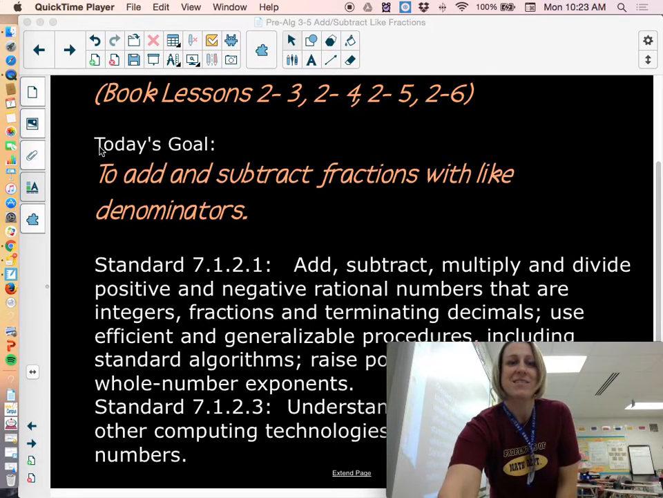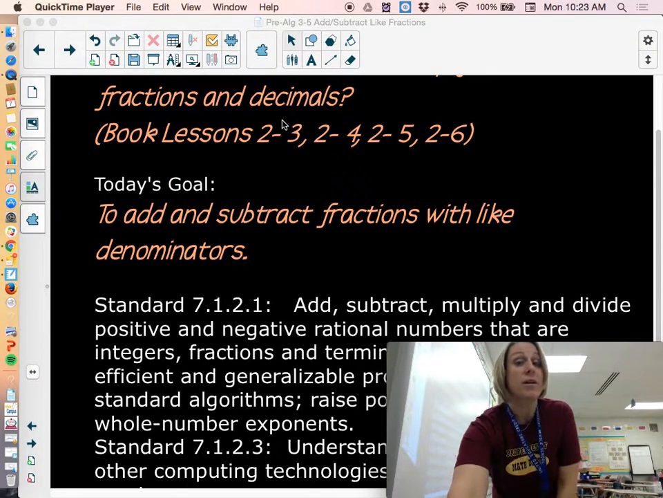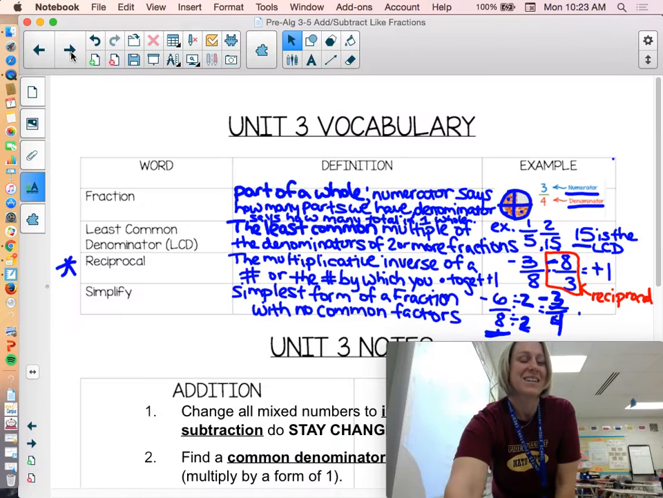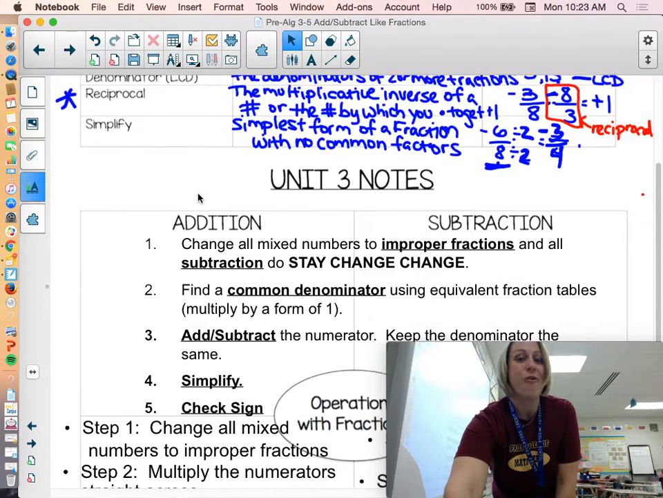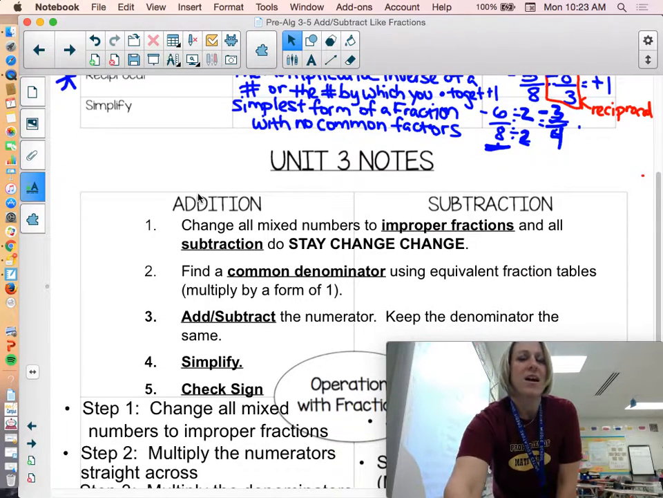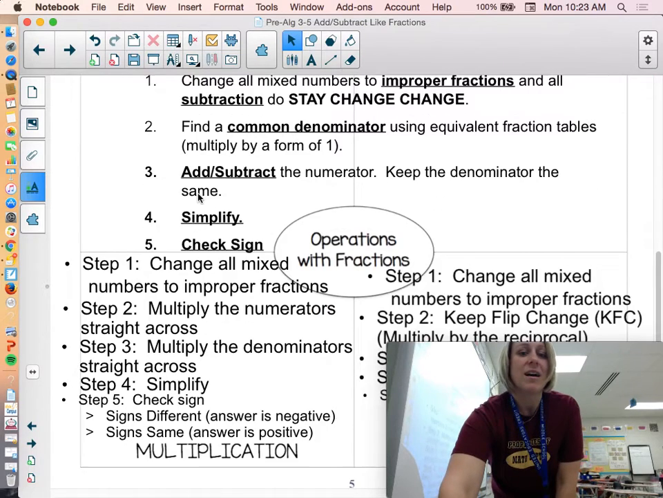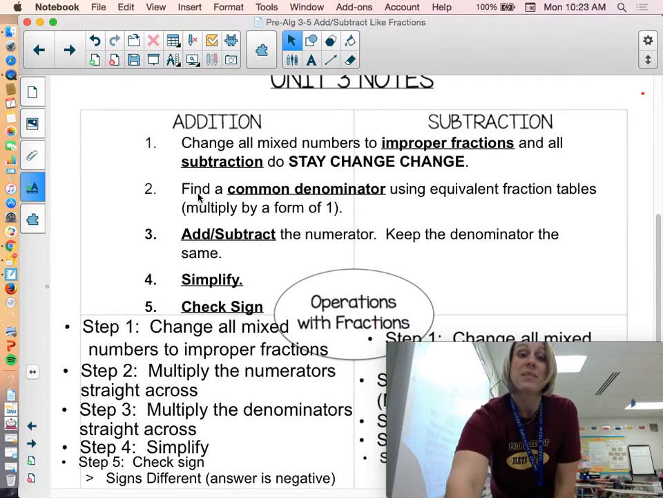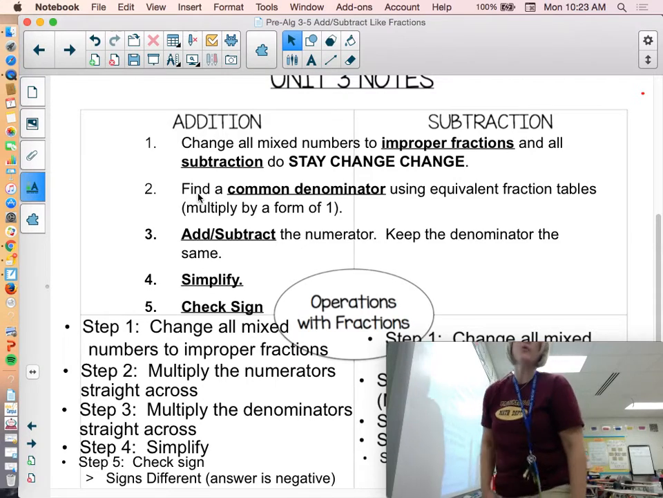Let's do this. Notice it's in the book in section 2.3 and 2.4, 2.5, and 2.6. So we are looking at the notes on page 5. Please go ahead and copy the new notes.